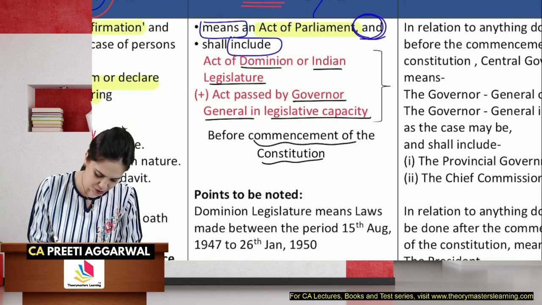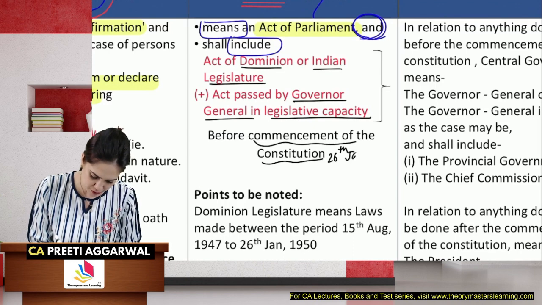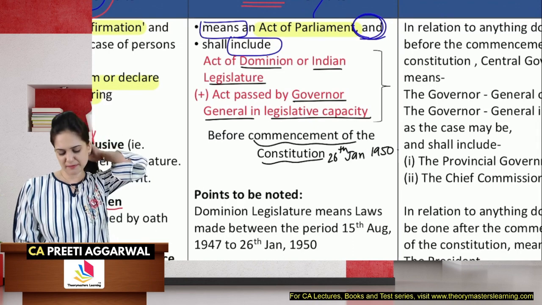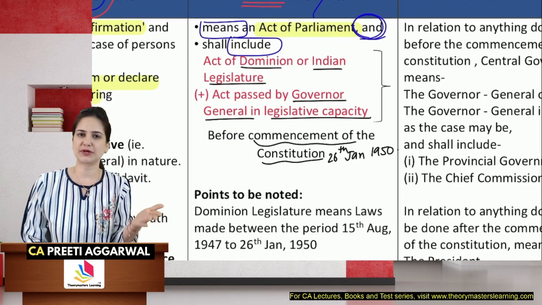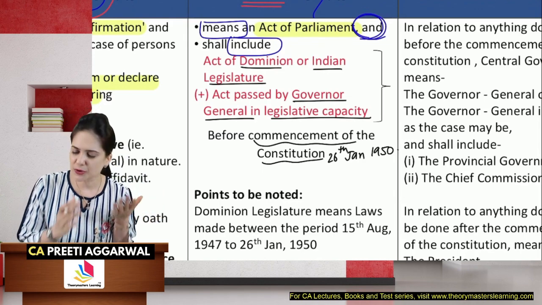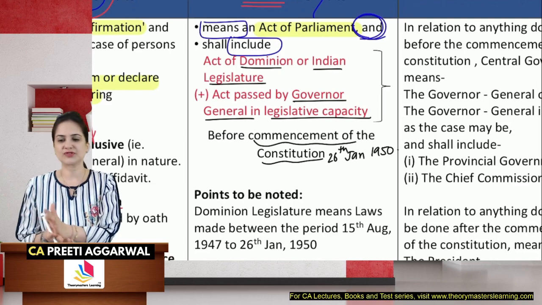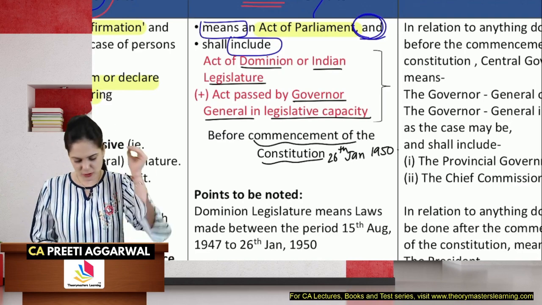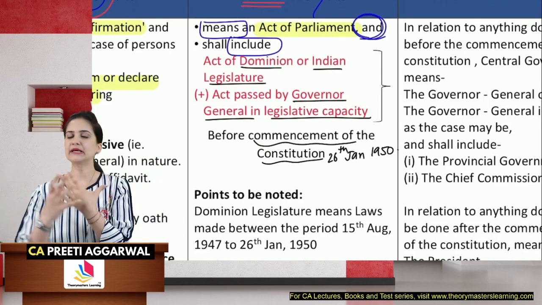Now, our constitution commenced on 26th of January 1950. So the acts which were made before the commencement of the constitution, they are included. They also include the acts which are after the constitution, which are an act of parliament, that is also included. So it is widening the scope of the definition.